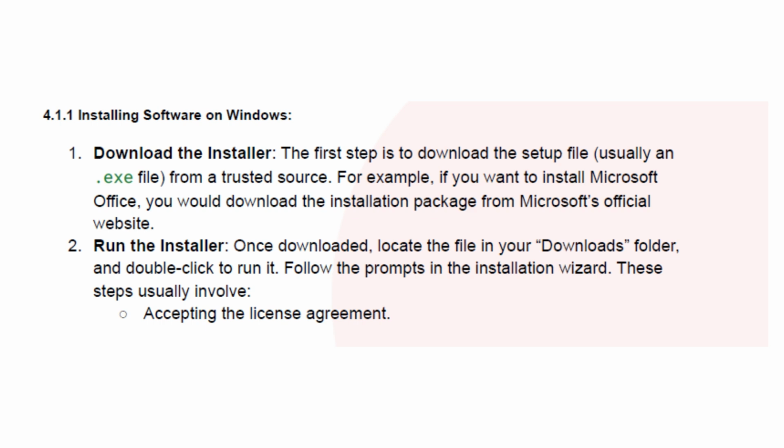So, for example, if you want to install Microsoft Office, you would download the installation package on the Microsoft website. Like I mentioned again, there are different kinds of ways to install a software.